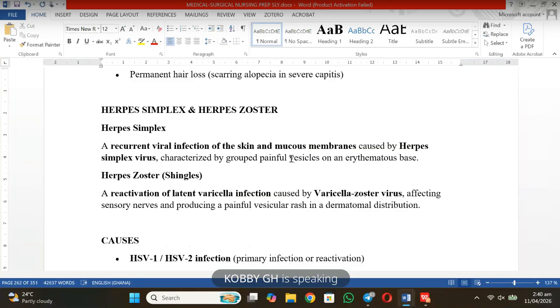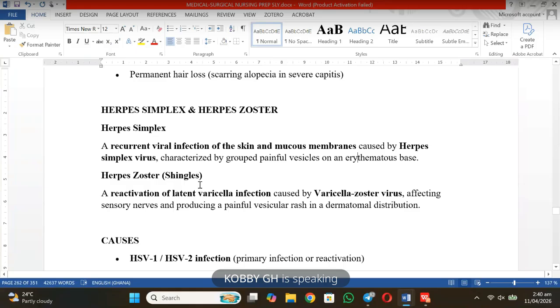Now, what is the difference? This condition usually affects the skin and mucous membrane. Look at the difference. This one affects the skin and mucous membrane, and usually with this condition there is going to be a group of painful vesicles. Usually we see vesicles that have an erythematous base. That is what we call herpes simplex. It's usually characterized by painful vesicles. Good.